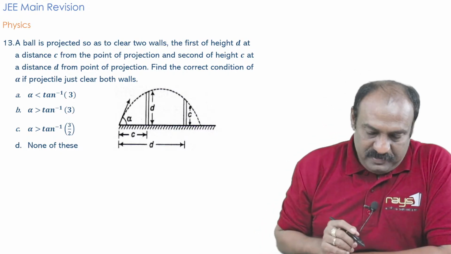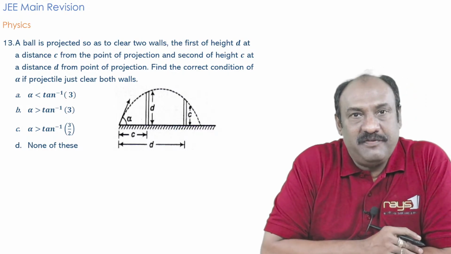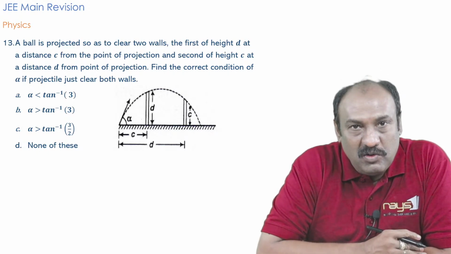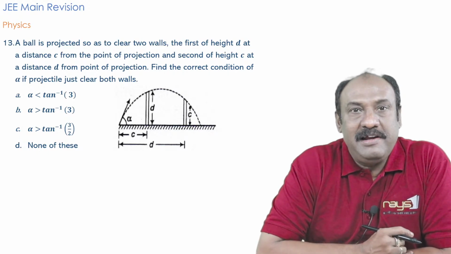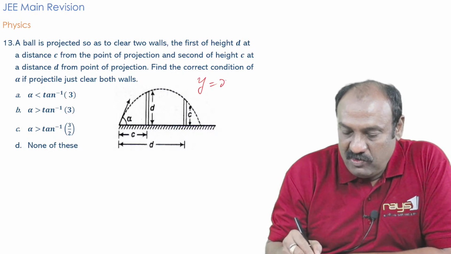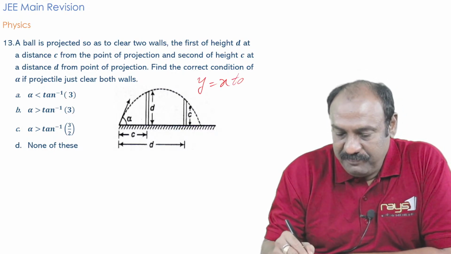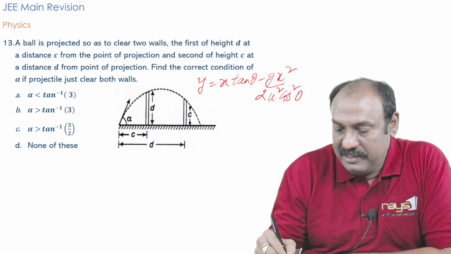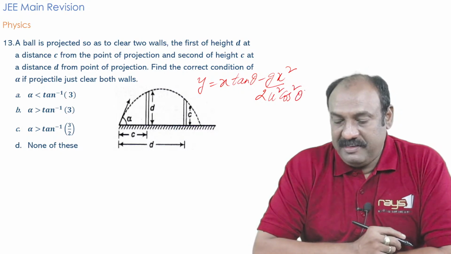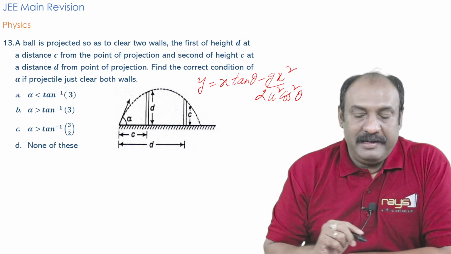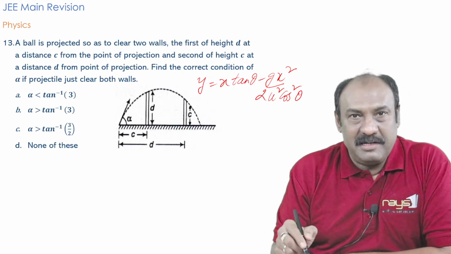Here we know the basic equation for a projectile. When vertical and horizontal displacements are known for a projectile during its path, its basic equation is y equal to x tan theta minus g x square by 2u square cos square theta. This is the basic equation for the path of the projectile. Indirectly, the path of the projectile is nothing but a parabola.